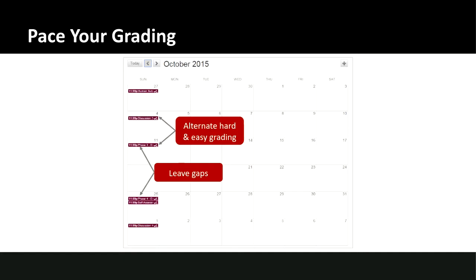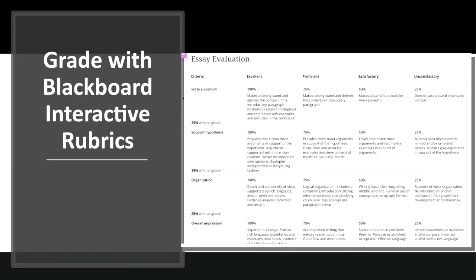One other way to speed up the grading process is to use interactive rubrics with Blackboard. You can use interactive rubrics in both original and ultra course view.